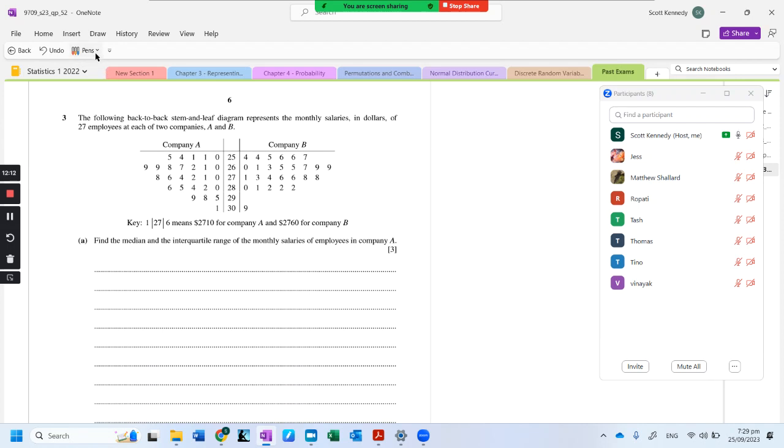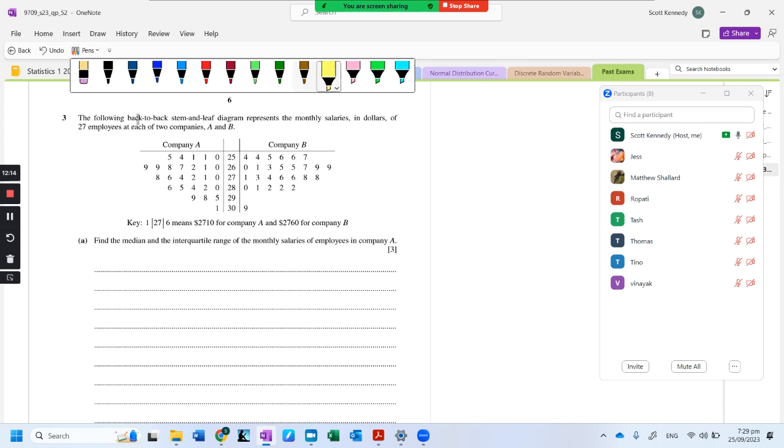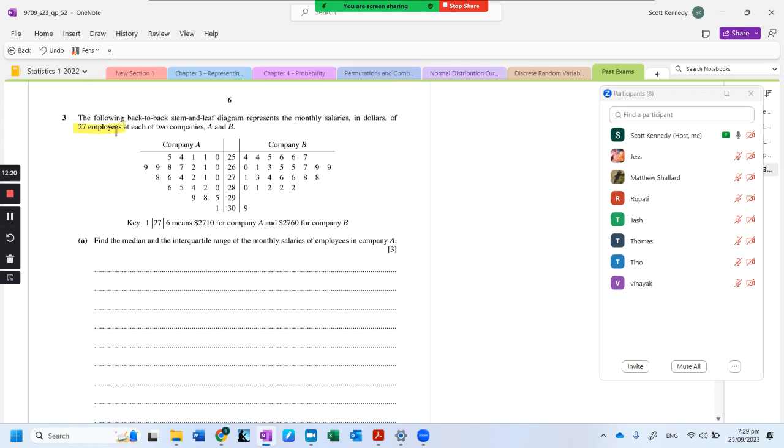All right. Next one. Right, what have we got here? Stem and leaf. Monthly salaries, dollars. I've got 27 employees. Two companies A and B. I've got a key. We want to find the median and the IQR for company A.